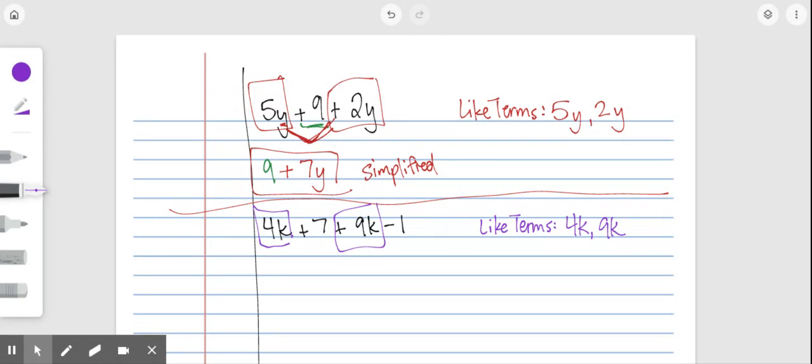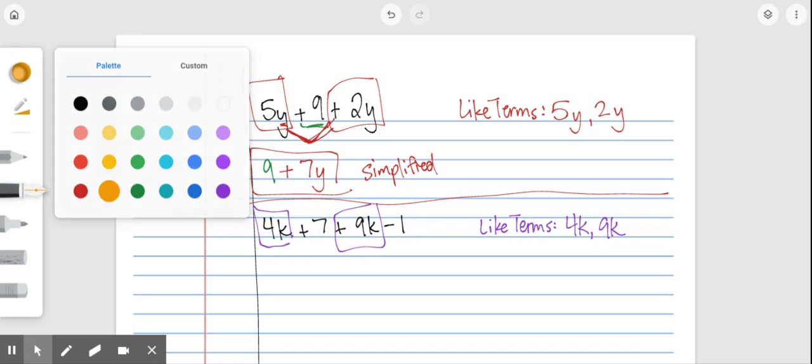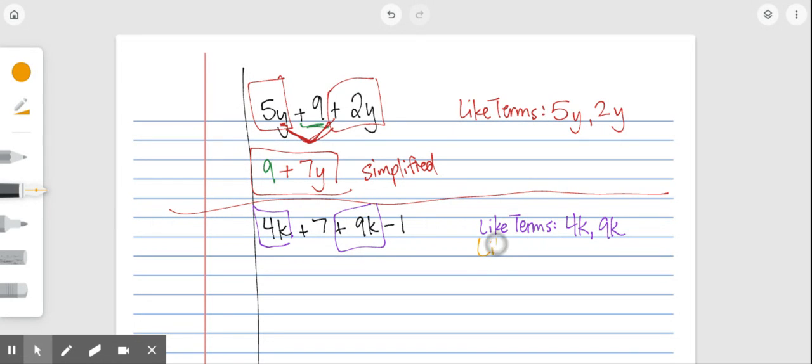There are no more like terms for the k's, but I do have another set of like terms. That's going to be this 7, because 7 doesn't have a variable. What else in this expression doesn't have a variable? The negative 1. So 7 and negative 1 are like terms. Now I'm going to combine each of these like terms separately.